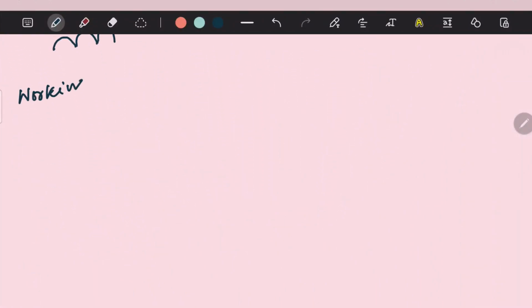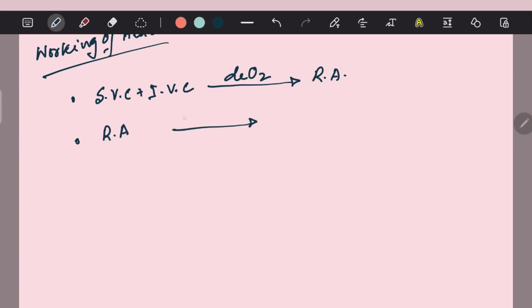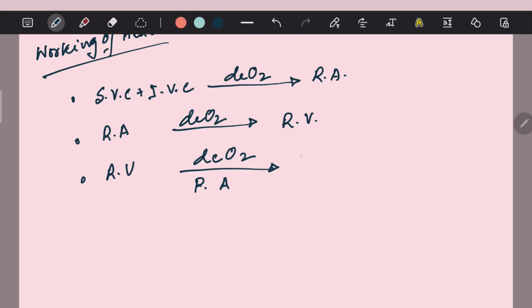Working of the heart. Firstly, the superior vena cava and the inferior vena cava bring deoxygenated blood into the right atrium. The right atrium then pumps this deoxygenated blood into the right ventricle. Now, the right ventricle sends this deoxygenated blood through the pulmonary artery to the lungs.